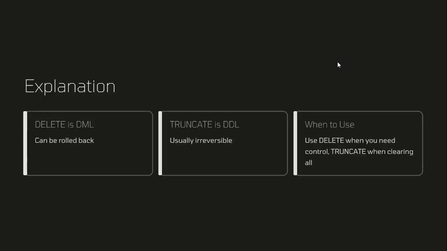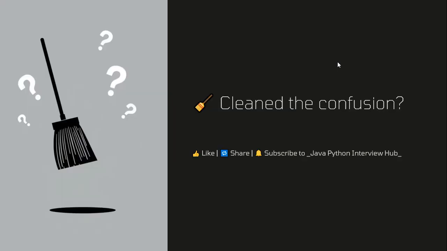So, explanation: delete is DML, can be rolled back. Truncate is DDL, usually irreversible. When to use? Use delete when you need control, truncate when clearing all the data.